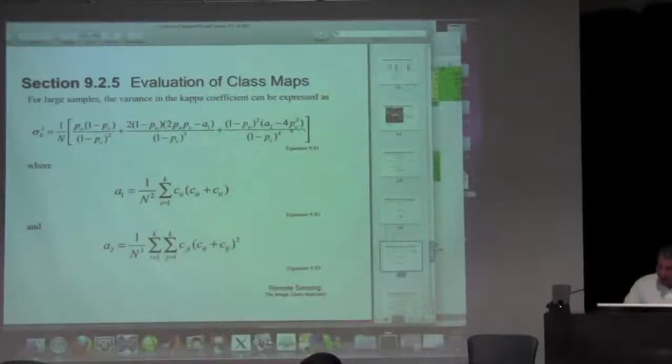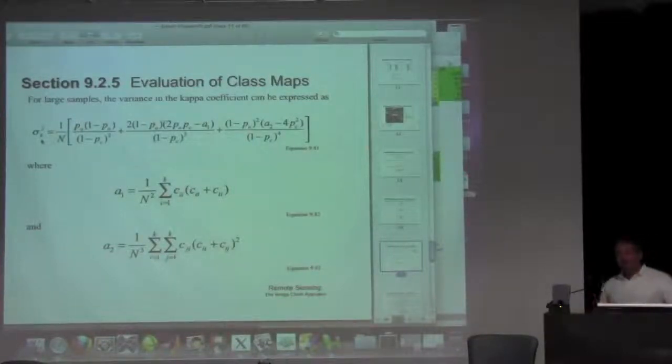And there's this A1 and A2 term that show up, which, if you look at this, is a double summation over all the elements in the contingency matrix, divided by n cubed. I don't know where that comes from. I'm just going to take this one on faith. But if you can come up with that value, now what do you have?